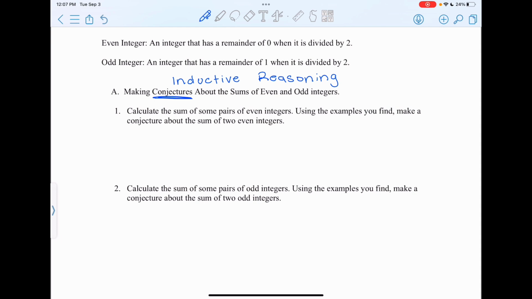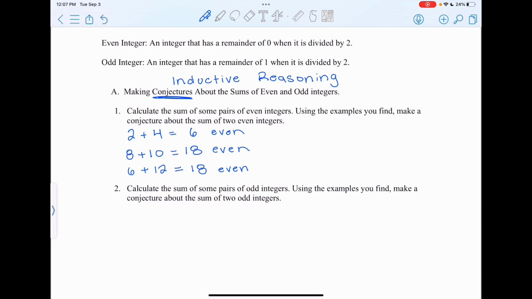So let's add some even integers together. 2 and 4 are both even, and if I add those together, I get 6, which is also even. 8 and 10 are also both even. 8 plus 10 is 18, and 18 is even. I could also add 6 and 12. Those are both even integers. 6 plus 12 is also 18, and 18, once again, is even.